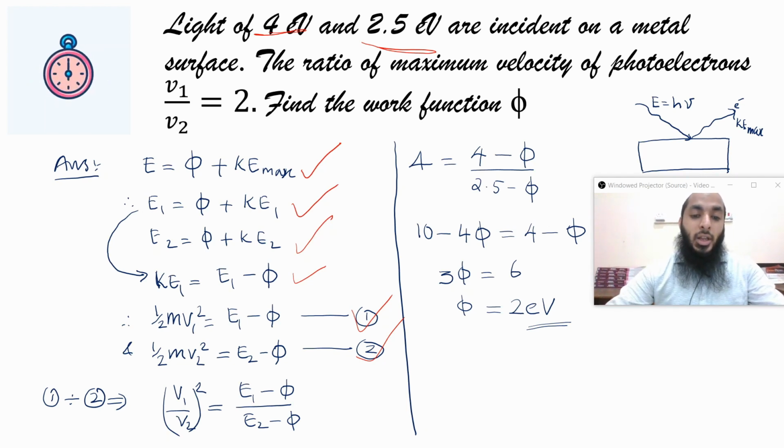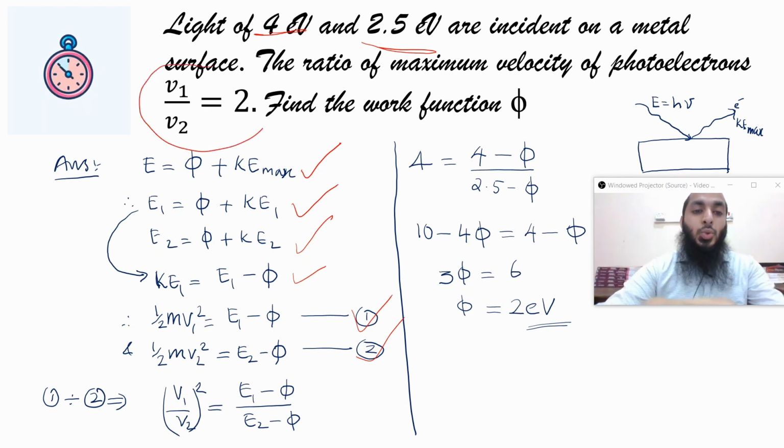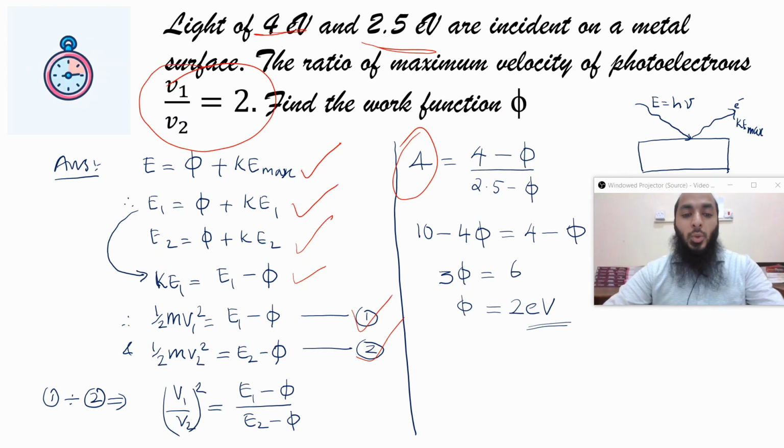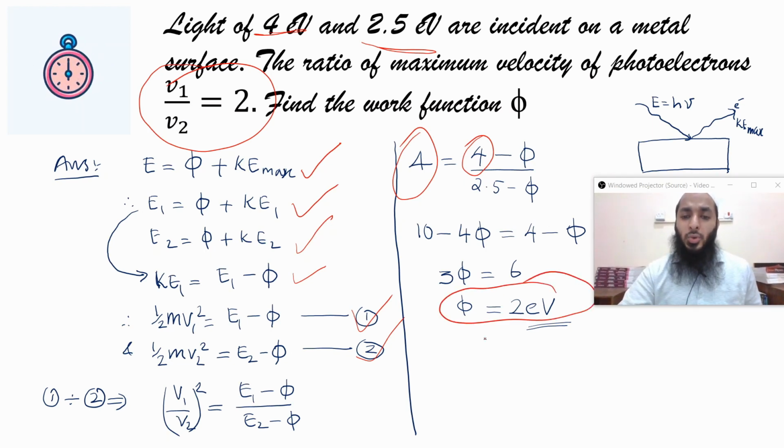Now we can take the ratio of these two equations. Half m and half m will get cancelled. You will get (v1 divided by v2) whole square is equal to (E1 minus phi) divided by (E2 minus phi). Now we can substitute. v1 by v2 is given as 2, so (v1 by v2) whole square will be 4. E1 is 4 electron volt. I am not changing the electron volt to joules because I will get the answer in electron volts. There is no issue in that.